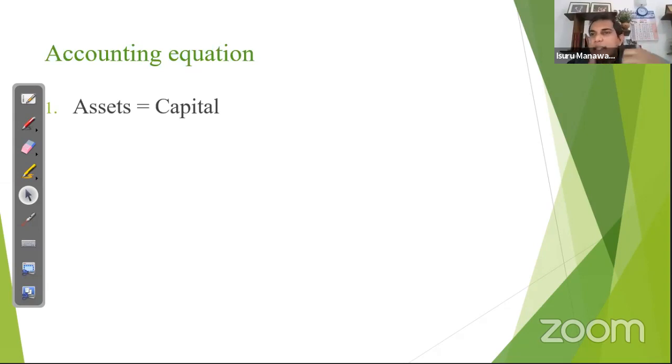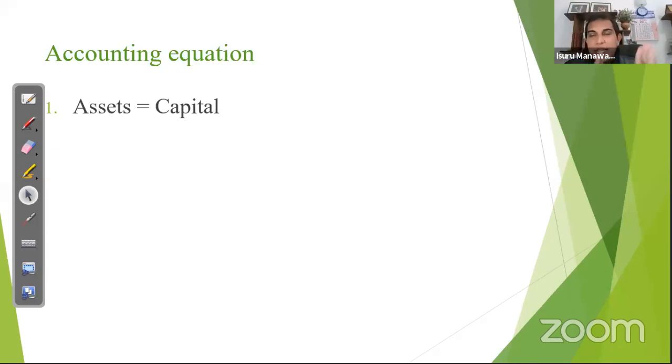So what are the other examples for assets? Cash is one of the assets. What else? Property, plant, and equipment. For instance, buildings, motor vehicles, furniture, machineries. Then we can say debtors, and inventories. So those are the examples for assets, right? Already you know that. Okay.